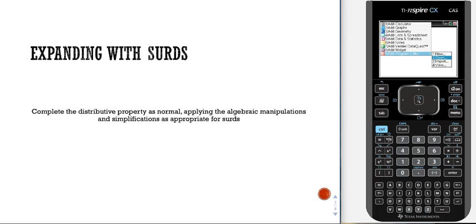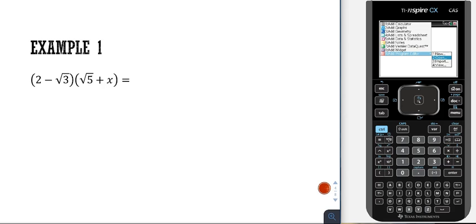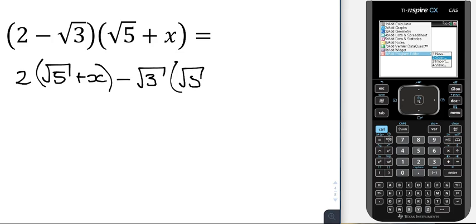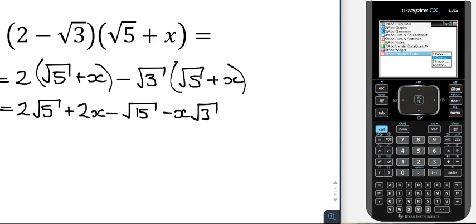Alright, so expanding with surds. Complete the distributive property as normal, and then apply algebraic manipulations and simplifications as appropriate. So simplify and add and subtract, multiply, whatever needs to be done with algebraic manipulations. So example 1, 2 minus root 3 and root 5 plus x. So we're splitting that first bracket into 2 times the second and negative root 3 times the second, and then expanding each bracket, so 2 root 5 plus 2x minus root 15 minus x root 3.